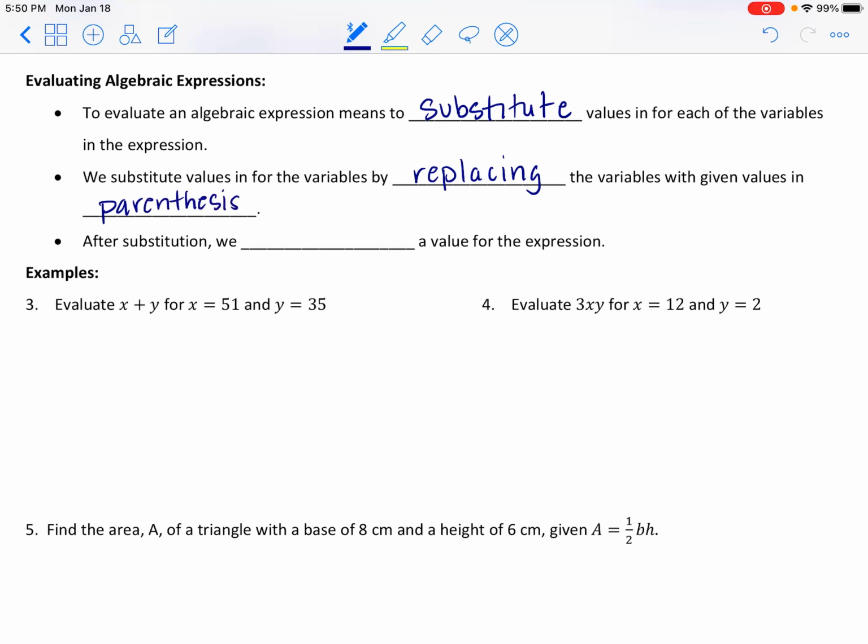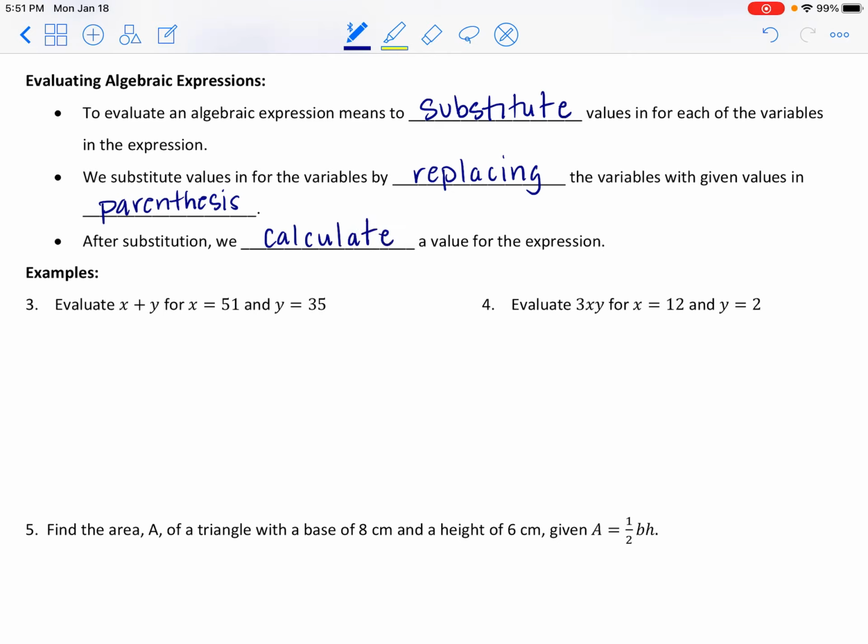And after the substitution, after the replacement of those variables with their values, then we just compute a value for the expression, so we perform the operations. So we calculate, compute, perform the operations, any of those words really would do there.